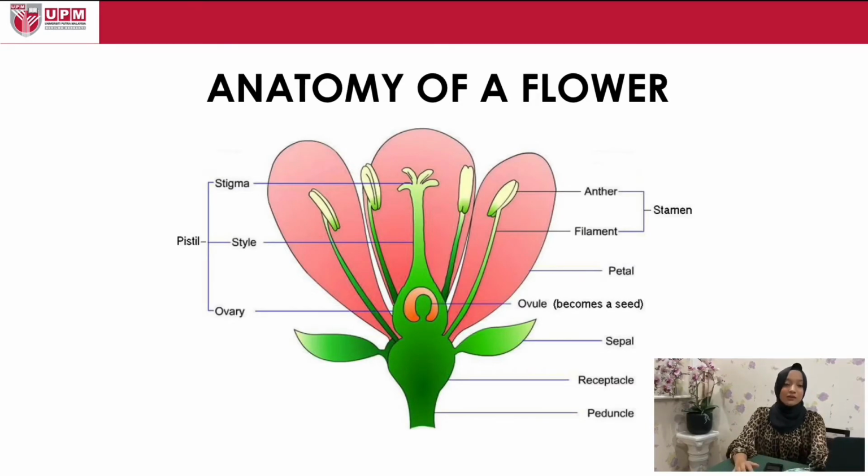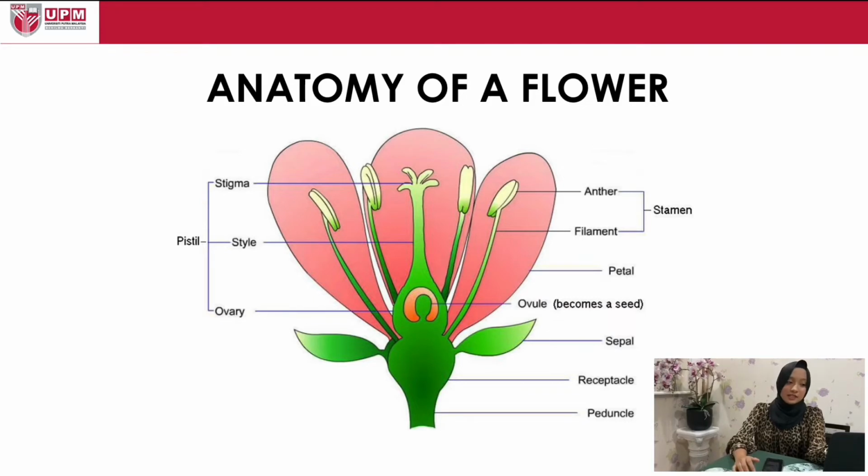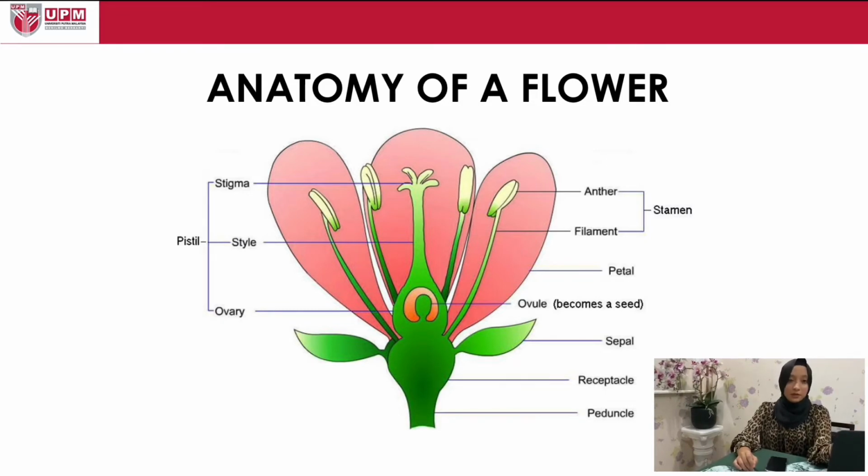I'll be explaining about the anatomy of a flower. In a flower structure, we have a pistil. What is a pistil? The pistil contains three components: a stigma, style, and also ovary. Next, we also have the stamen, which contains the anther and also the filament. Then the big part of the flower is the petal, and we also have the ovule in the center, and then we have a sepal, a receptacle, and also a peduncle. Farisha will explain more on the details of the structure of the flower.